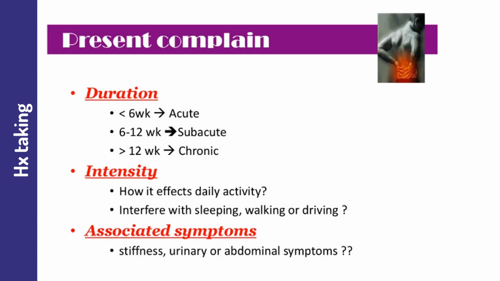And the duration of the pain: if it is less than 6 weeks it is acute, 6 to 12 weeks is subacute, more than 12 weeks is chronic. So you have to ask for the intensity of the pain and how it affects his daily routine activities, and whether it is interfering with sleep or walking or driving. The associated symptoms like stiffness, urinary and abdominal symptoms have to be inquired.